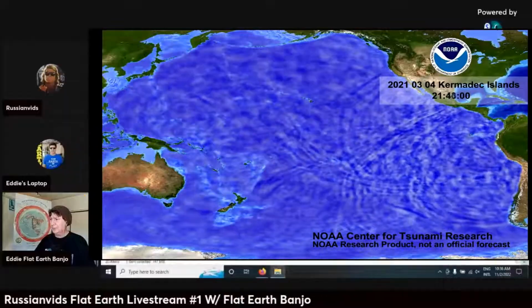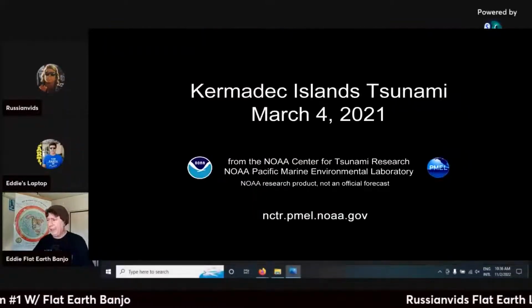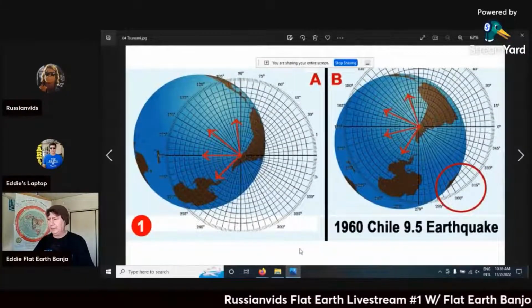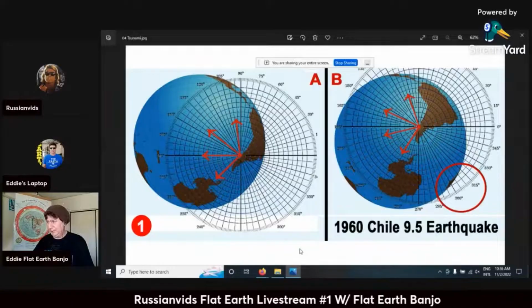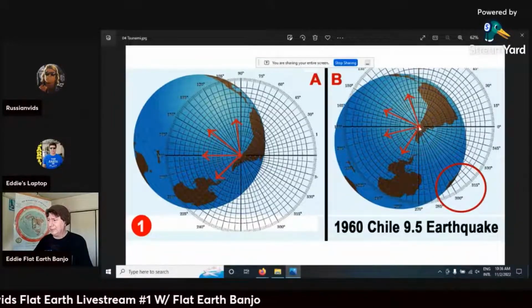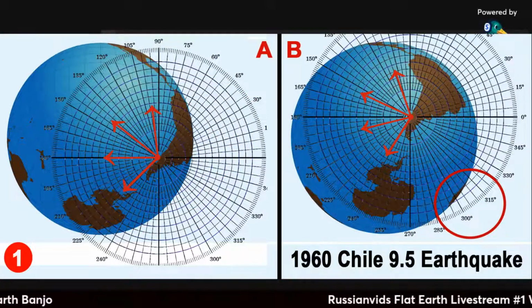Now, the point I want to make is this one here. In 1960, we had the biggest earthquake ever to be recorded in modern history. We had a 9.5 earthquake in Chile, right here. The earth shook for 11 minutes.